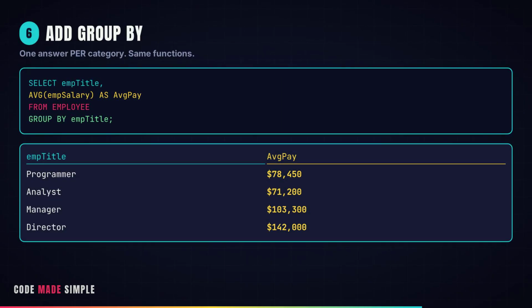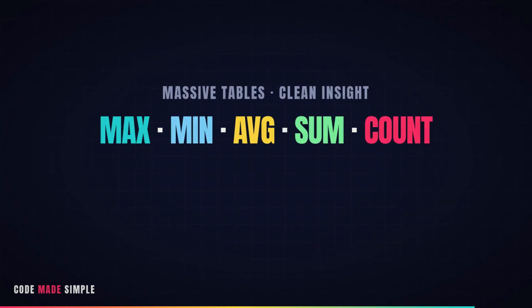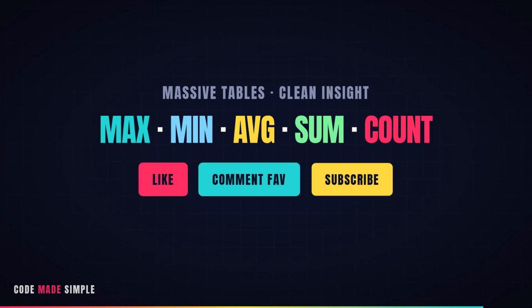Ready for the next level? Pair any aggregate with group by, and you get one answer per category. Salary per department, sales per region. Same functions, but sliced by whatever column you want. Max, min, AVG, sum, count. 5 words that turn massive tables into clean insight.